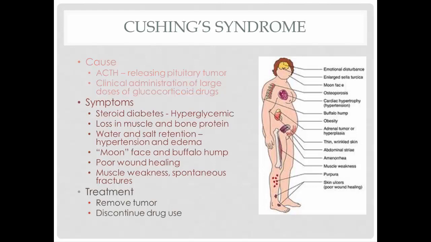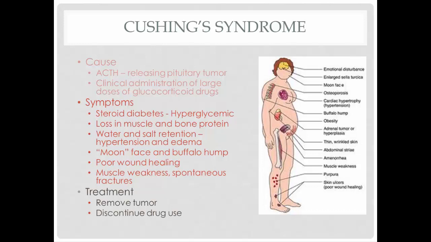Symptoms that we see with this are going to include steroid diabetes. That is, it's cortisol that's raising blood glucose levels or causing hyperglycemia, not lack of insulin. Also, loss of muscle and bone protein. Remember, we're taking those proteins and fats and converting them into glucose. We're also going to have high water and salt retention.